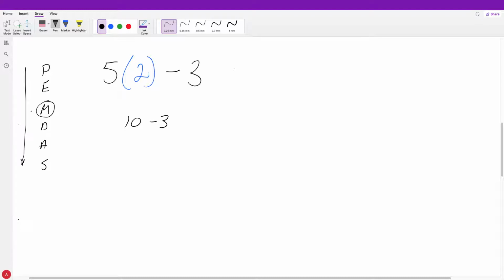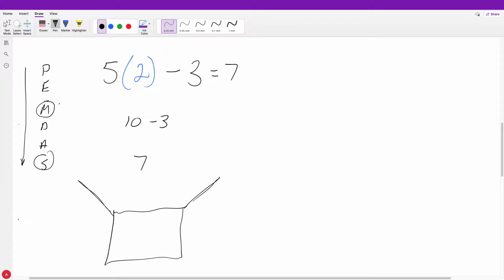Then after I do multiplication, I would move on and do my subtraction. And 10 minus 3 is then equal to 7. So we can say that 5 times 2 minus 3 is equal to 7. Now, one of the things I explained to you guys before is when we're doing our PEMDAS, let's just imagine that we have this big box here. And we open up this box.